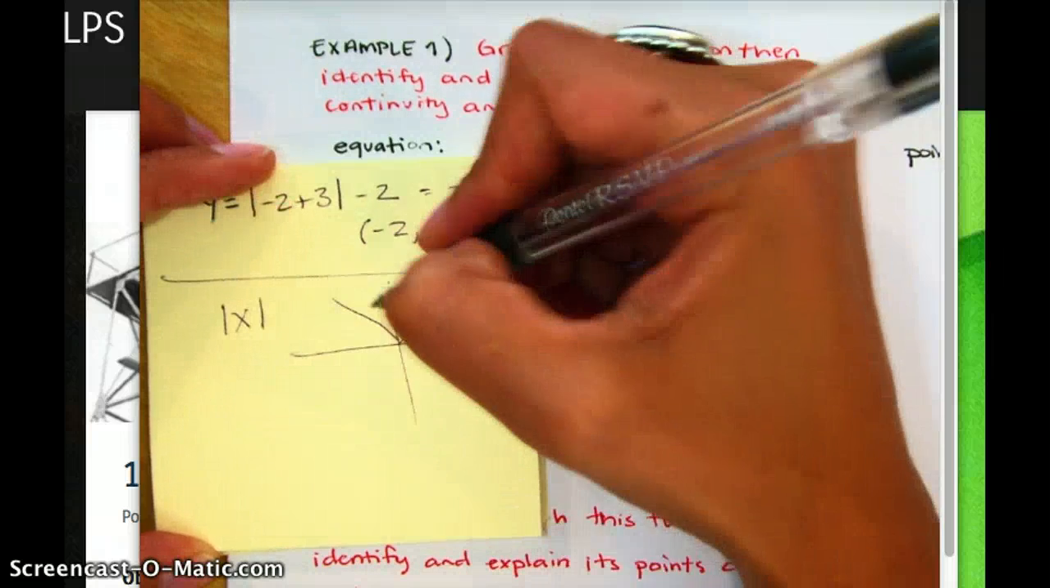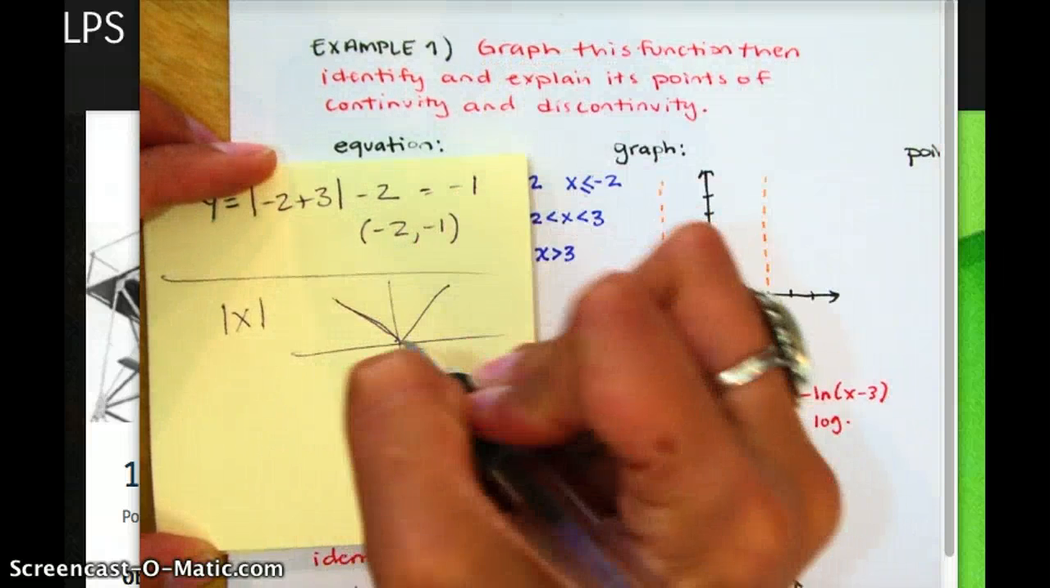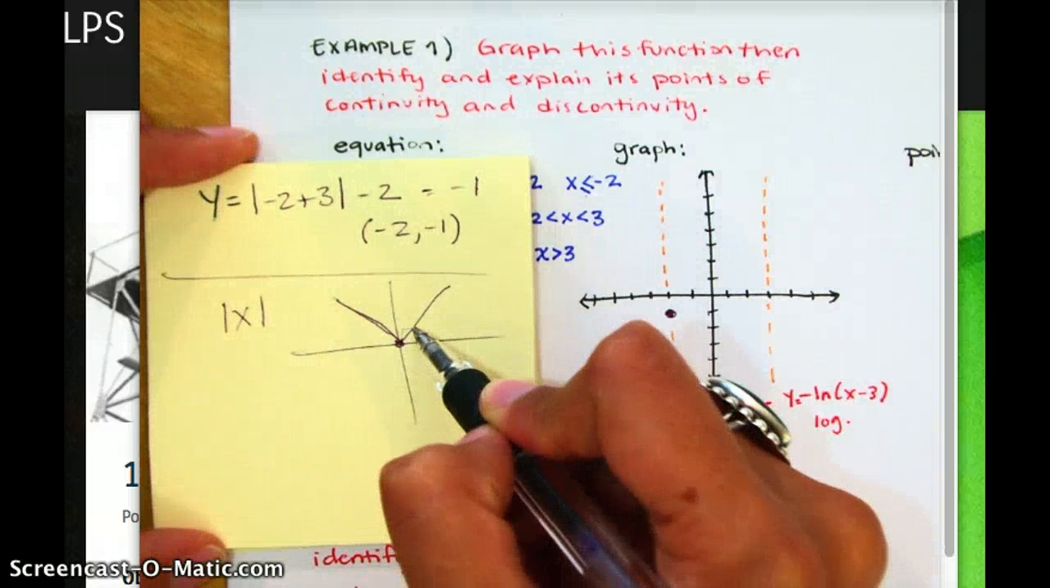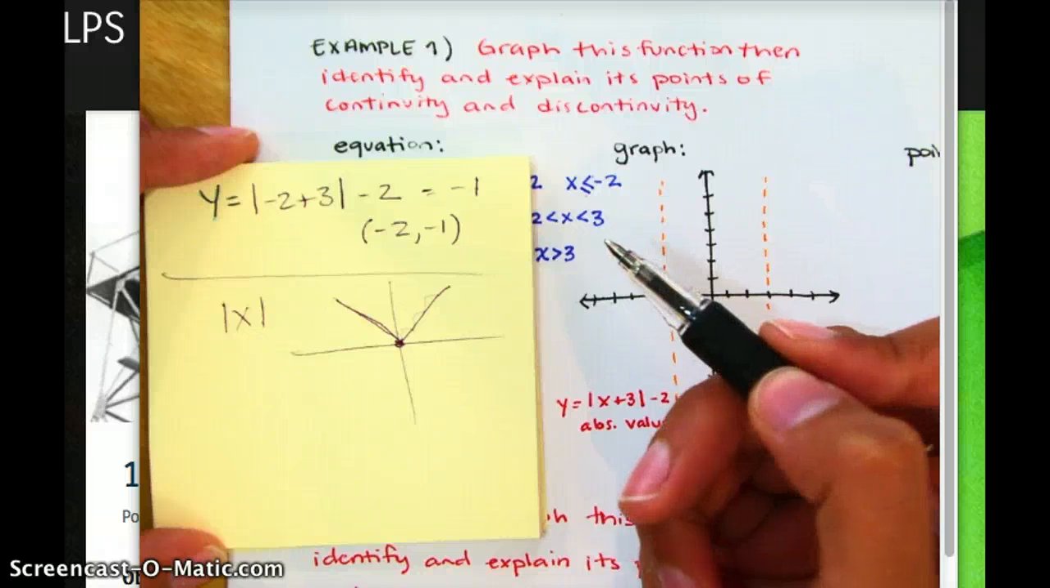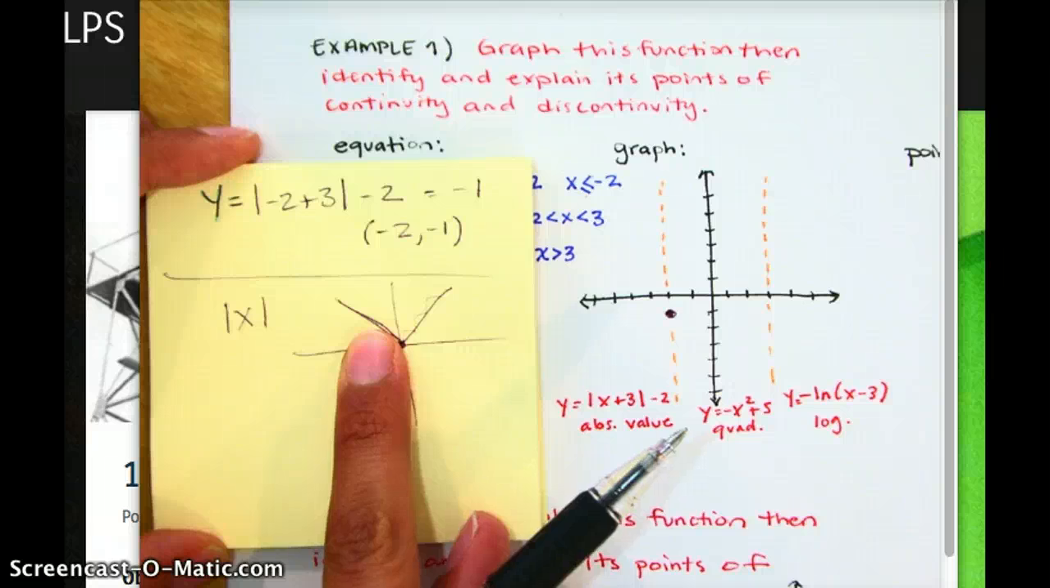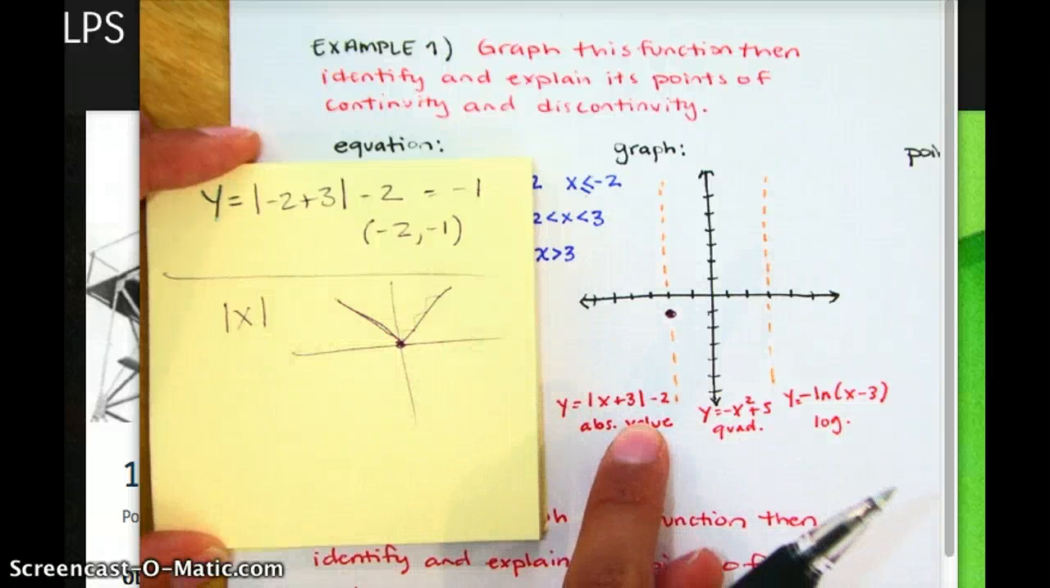And not only do I know it has a V-shape, but I know particularly that the V-shape's vertex is at (0, 0), and that the slope is up 1 over 1, up 1 over 1, just like that. Well, this function is basically another V-shape, except this function has been shifted around.